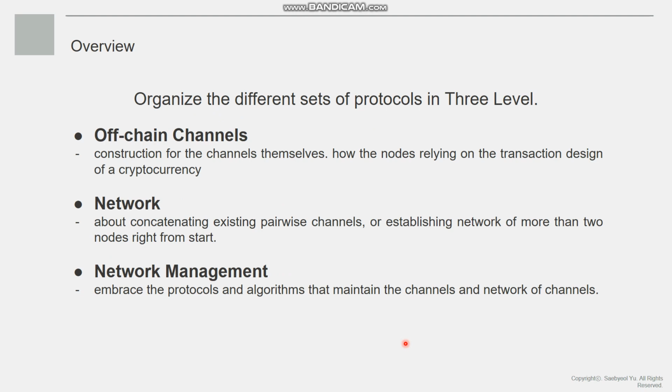Off-chain channels are the construction of the channels themselves, about how the nodes rely on the transaction design of a cryptocurrency. Second, network. This is about concatenating existing pairwise channels or establishing a network of more than two nodes right from the start. Finally, network management embraces the protocols and algorithms that maintain the channels and the network of channels.